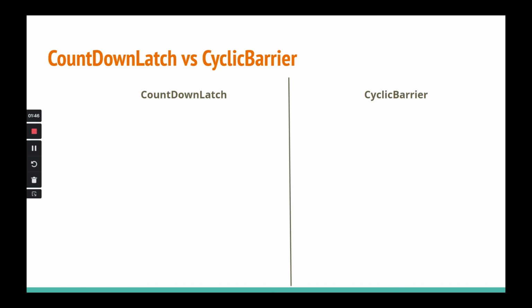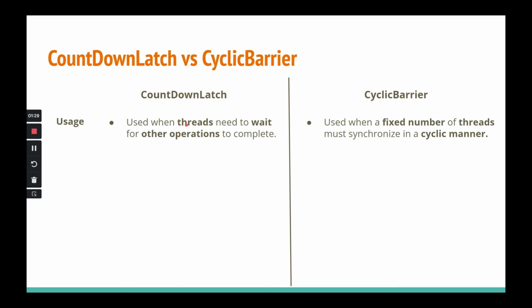So what's the difference between both? When do we need countdown latch? When the threads need to wait for other operations to complete, like the 4 threads versus 2 threads waiting outside. And here, in the cyclic barrier, a fixed number of threads are synchronizing in a cyclic manner and they are waiting for each other to complete, right?